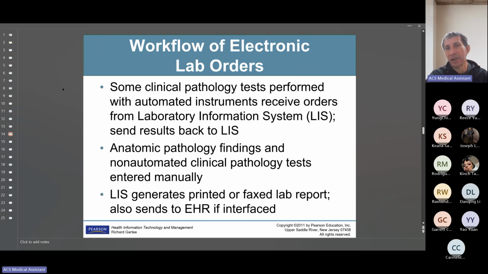Workflow of electronic lab orders. So I already told you this. So this is back again. Workflow is how these orders are going to be sent to the laboratory and how these results are going to be sent back to the sender, so to the computer of the medical doctor that placed that order. So that's basically what it is.